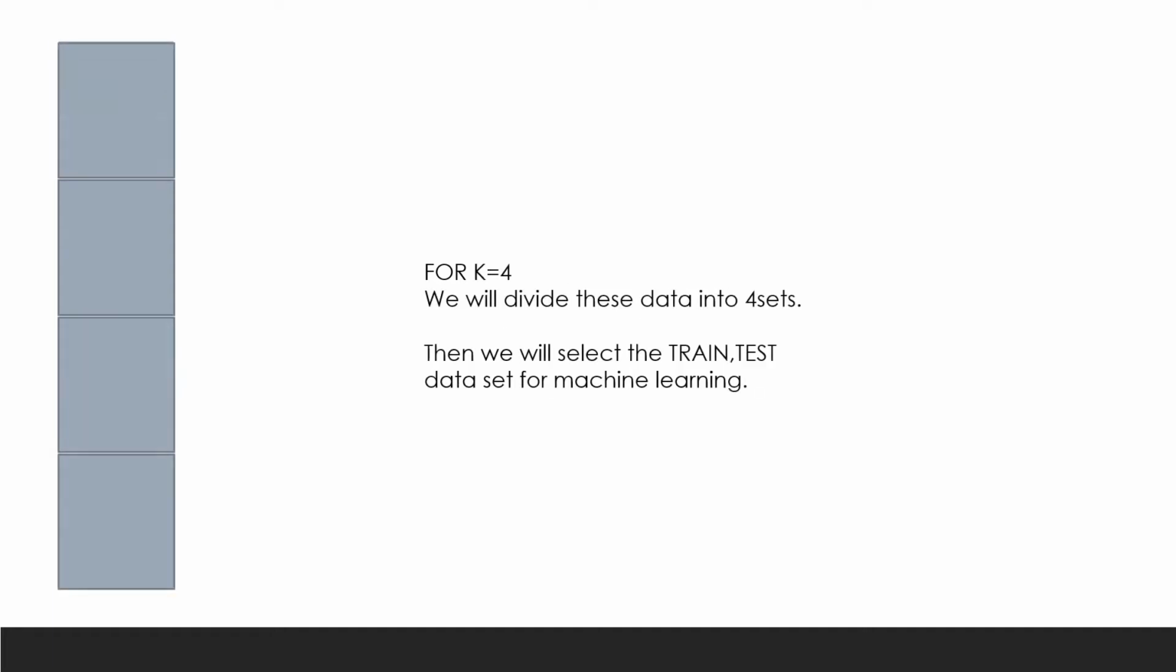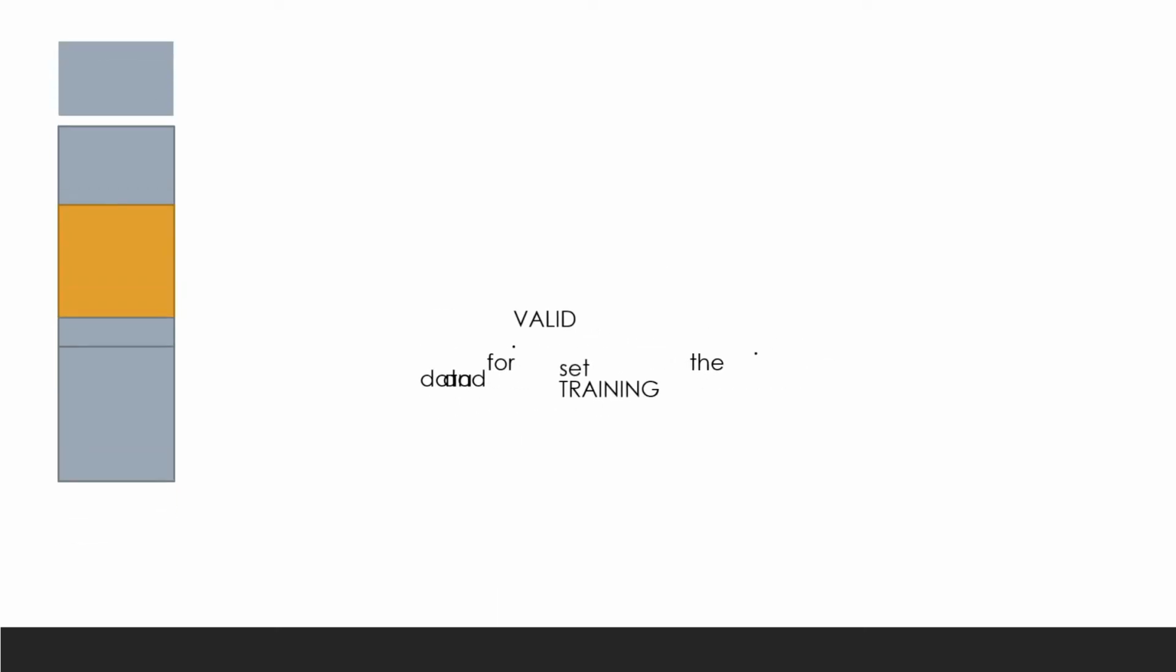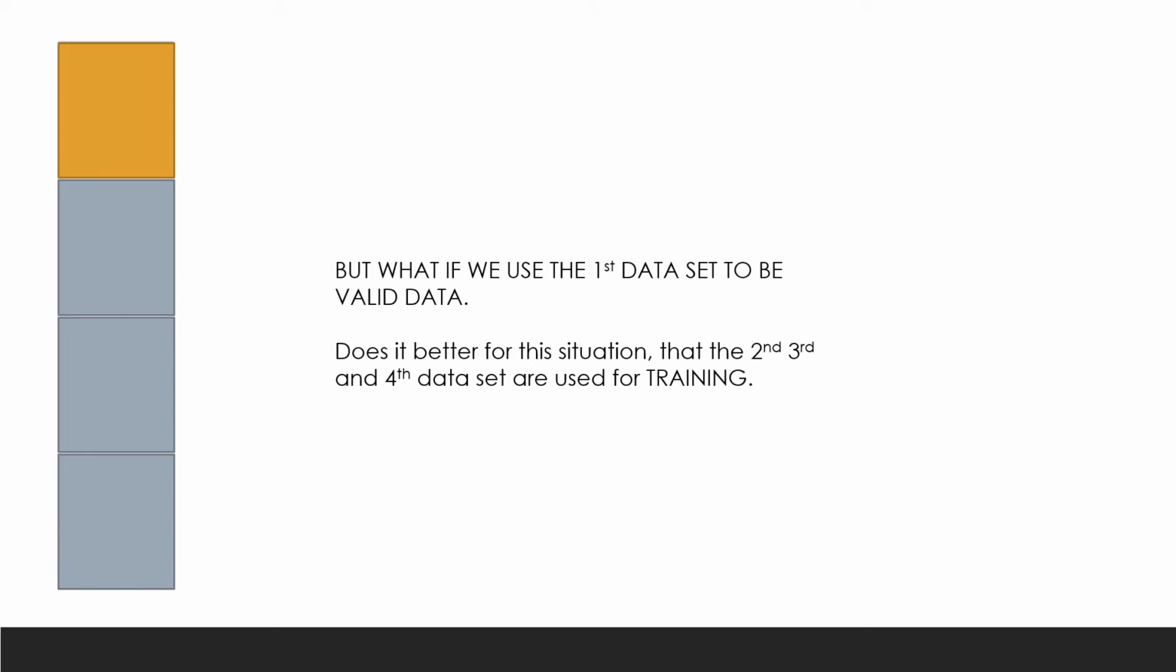For k equals 4, we will divide these data into 4 sets. Then we will select the train and test data sets for machine learning. A popular way to test machine learning is to use the train_test_split function. We get the last data set as valid data for testing, and the rest will be training data. But what if we use the first data set as valid data?